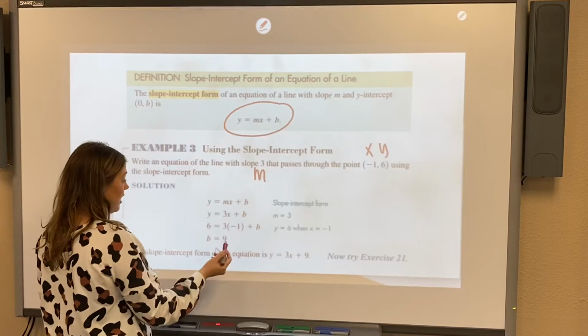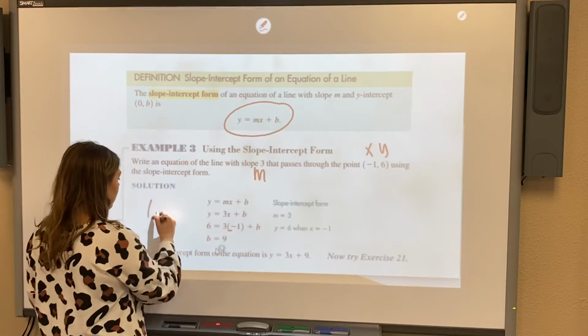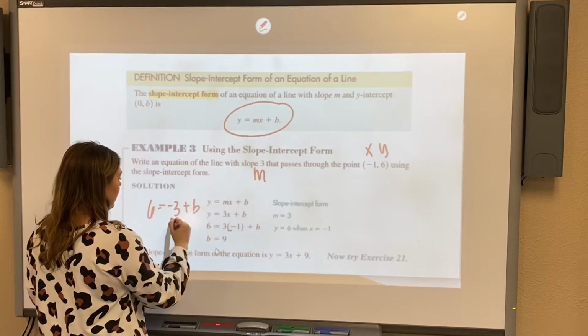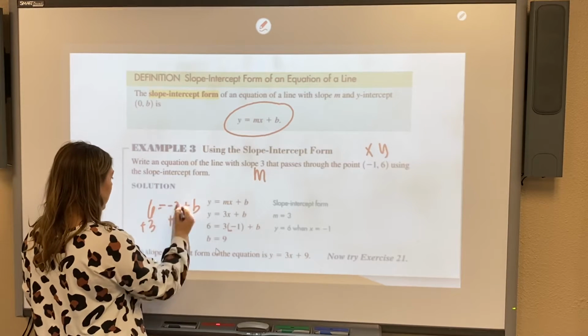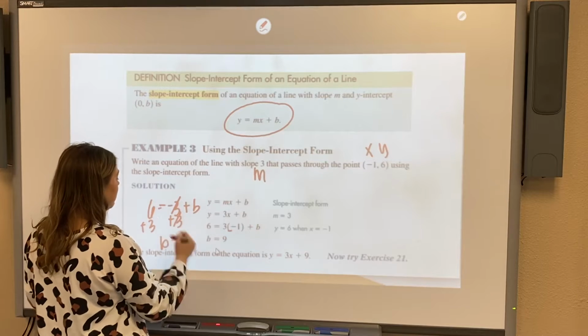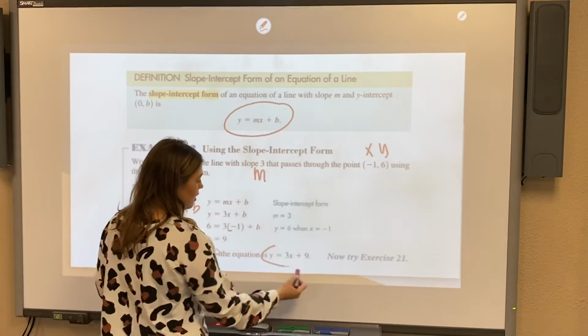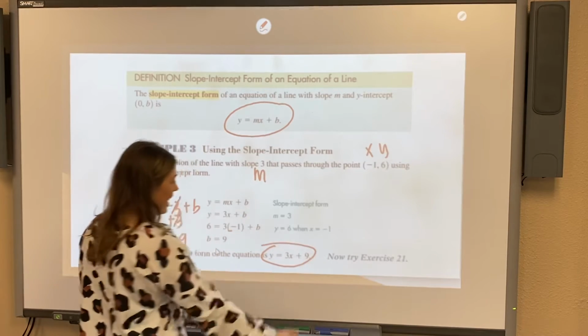3 times negative 1 is negative 3. So I'm going to come over here. So 6 equals 3 times -1, which is -3, plus b. Add 3. So our b equals 9. So we have to plug that back in to say slope-intercept form of the equation is y equals 3x, which is your slope, plus 9.